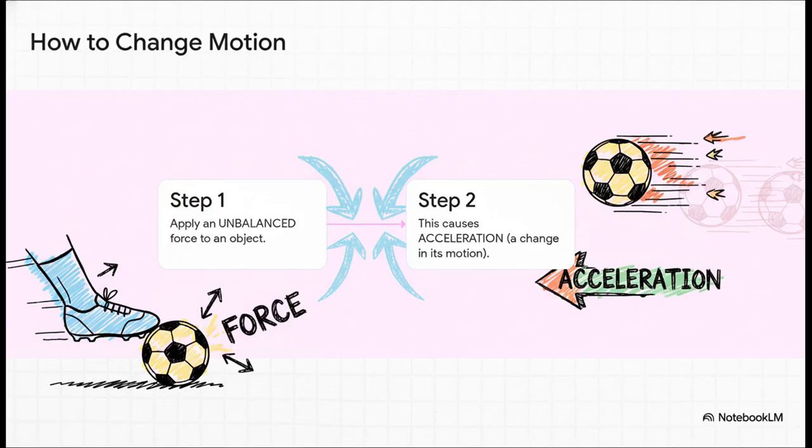But then, bam, your foot connects and you apply this huge unbalanced force. It's unbalanced because your kick is just so much stronger than any other force on the ball in that one moment. And what happens when you have an unbalanced force? You get acceleration, which is just a fancy word for any change in motion. The ball goes from 0 to super fast in like an instant.